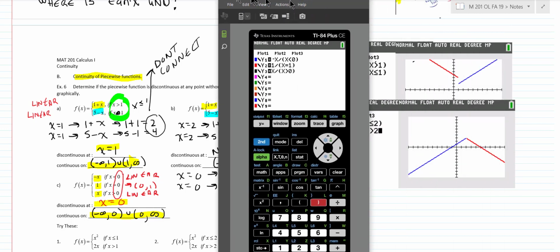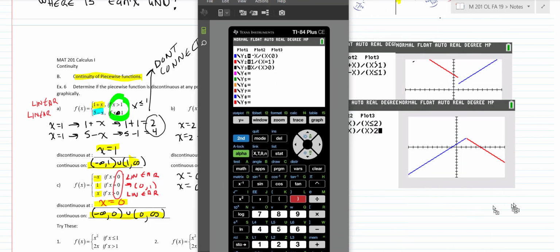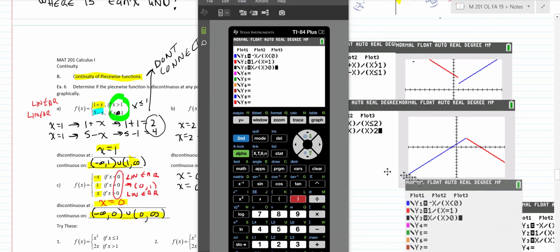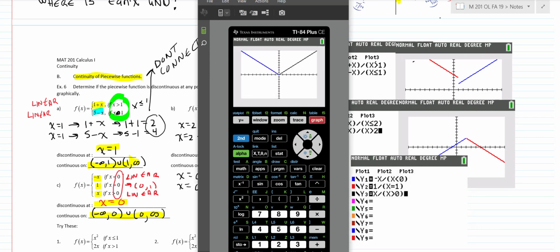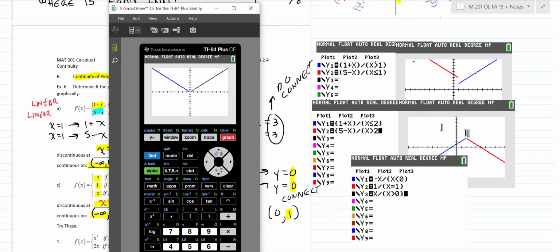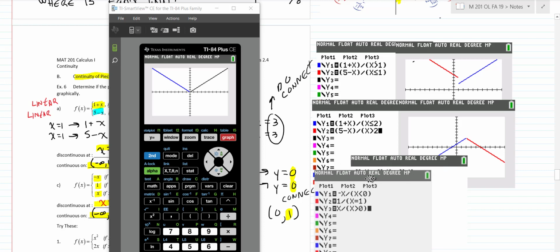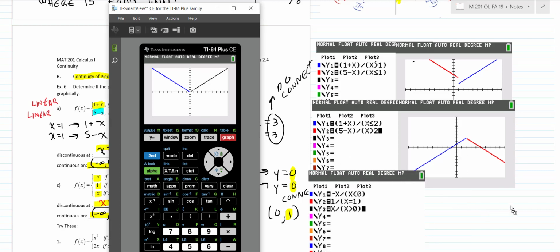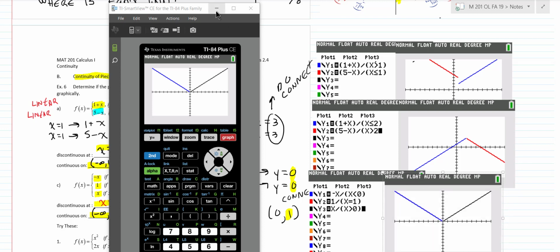Okay, that's how that goes. Now let's see what we get. Okay. Now you can't see that little point. That's what I couldn't remember on this, so I guess you can't see that point. But what you can see on here is the graphs do connect the way we thought they would, you just don't see that point.